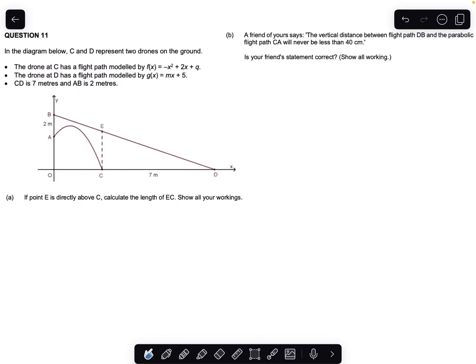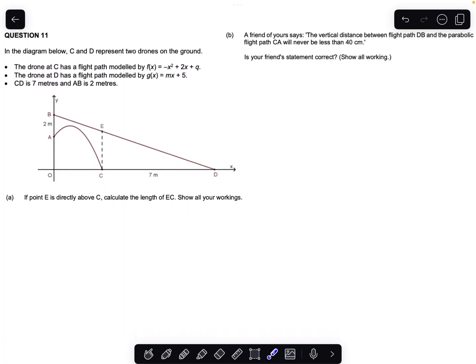The drone at C has a flight path modeled by f of x is equal to minus x squared plus 2x plus q. The drone at D has a flight path modeled by g of x is equal to mx plus 5. CD is 7 meters and AB is 2 meters. If point E is directly above C, calculate the length of EC and show all your workings.